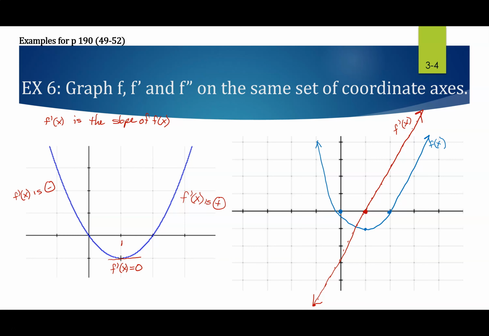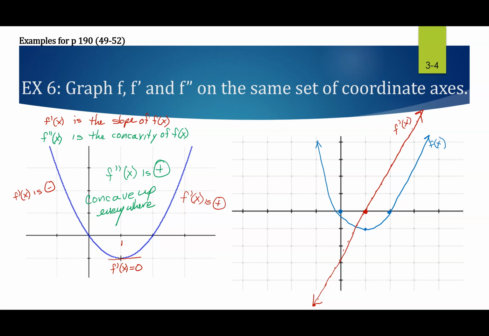Now, f double prime of x. What's the relationship between f double prime of x and f of x? F double prime of x is the concavity, the curvature of f of x. And we can see that this parabola is concave up everywhere. Okay, so that means that f double prime of x is positive.